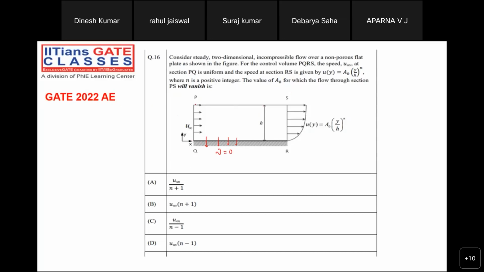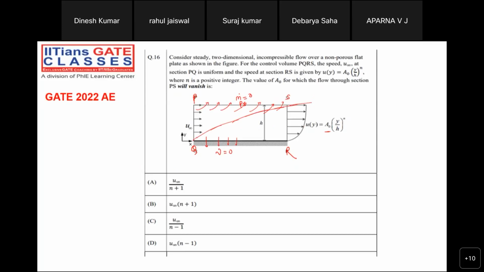For the control volume PQRS, they are giving the velocity profile u something like this. They are asking the value of A naught for which the flow through section PS, whatever flow was happening, I told you why the flow will be happening: to satisfy mass conservation. Because of the boundary layer formation, we are not getting that much mass flow rate. But in this question, they are asking to adjust the value of A naught such that the mass flow rate will be 0 through section PS.